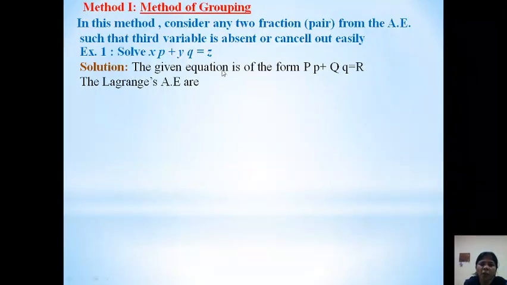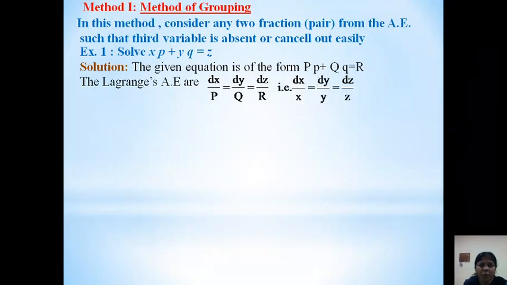As per the working rule, let us write it in the standard form. It is already in the standard form. We will just find out capital P, Q and R. Capital P is the coefficient of small p, so here capital P is x. Then capital Q is the coefficient of small q, that is y here, and the right hand side gives you R, that is z. So we will write Lagrange's auxiliary equation, which is given by dx by P equal to dy by Q equal to dz by R. We'll substitute P, Q and R over here. So what do we get?